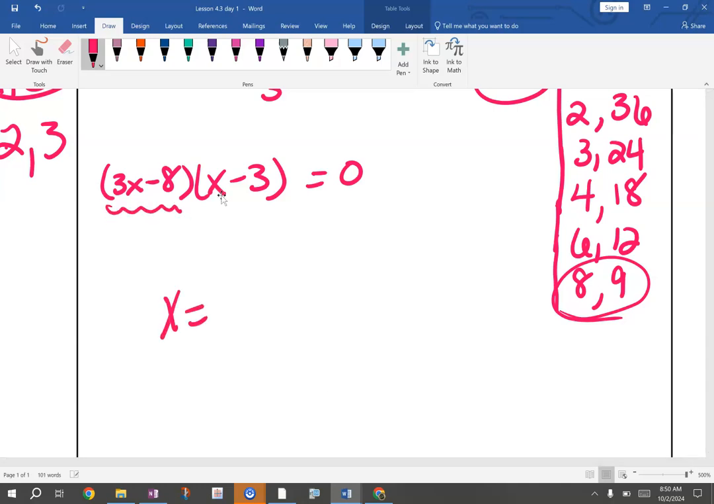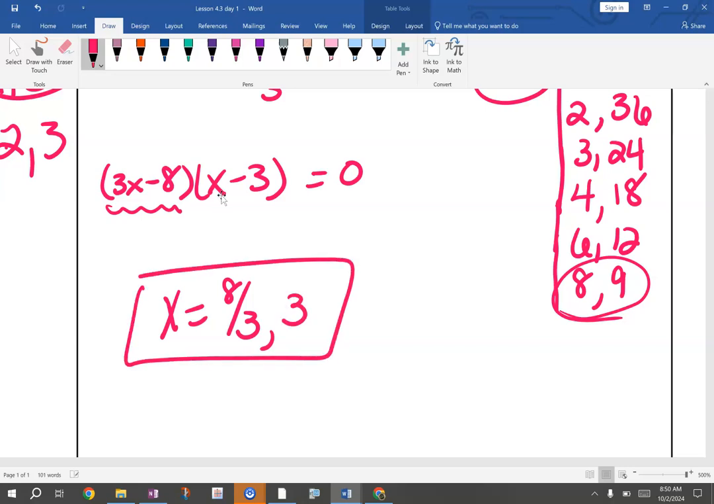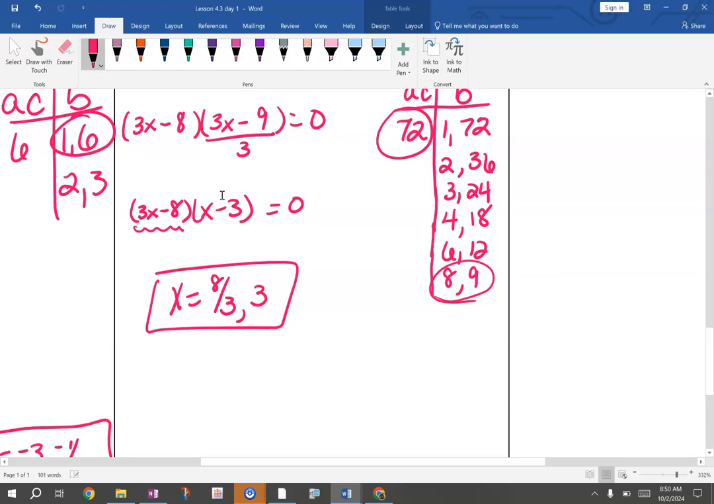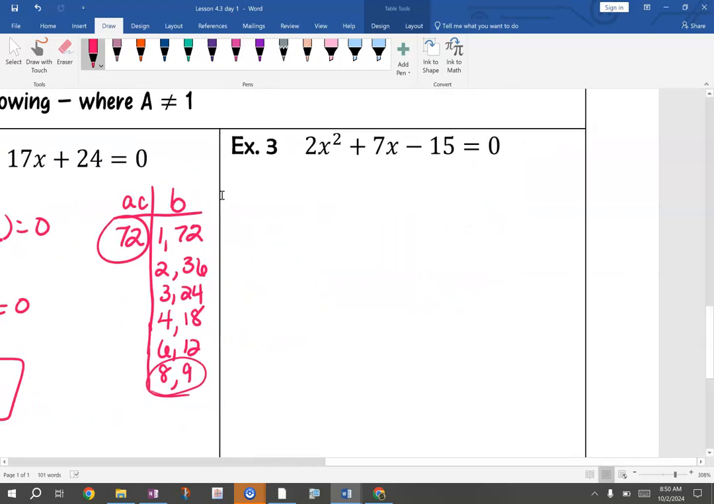So shortcut with this one, we're going to change the sign, so it's going to be positive, and then go last over first. So that's going to be 8 over 3. And then what's your second answer? Positive 3. And there we go. Last one, guys.